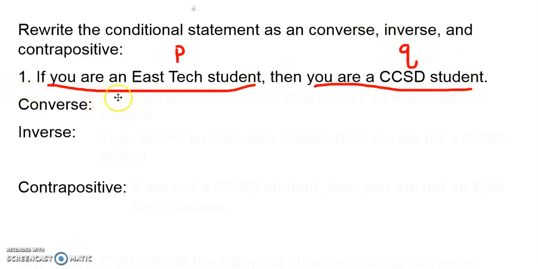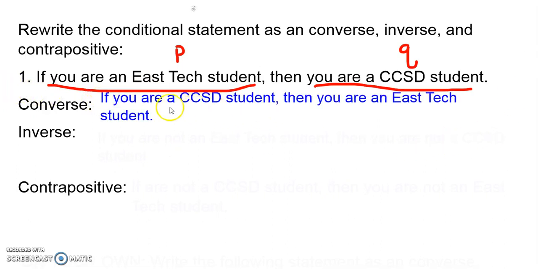So the converse for this would be, if you are a CCSD student, then you are an East Tech student. I want you to think about whether these are true or false. If you are an East Tech student, then you are a CCSD student. This is true because East Tech is part of this school district, so you're also a CCSD student. But the converse is not true. If you are a CCSD student, then you are an East Tech student. I could think of a counterexample. You could go to Desert Pines, you're still a CCSD student, but you're not an East Tech student. So this one is false.